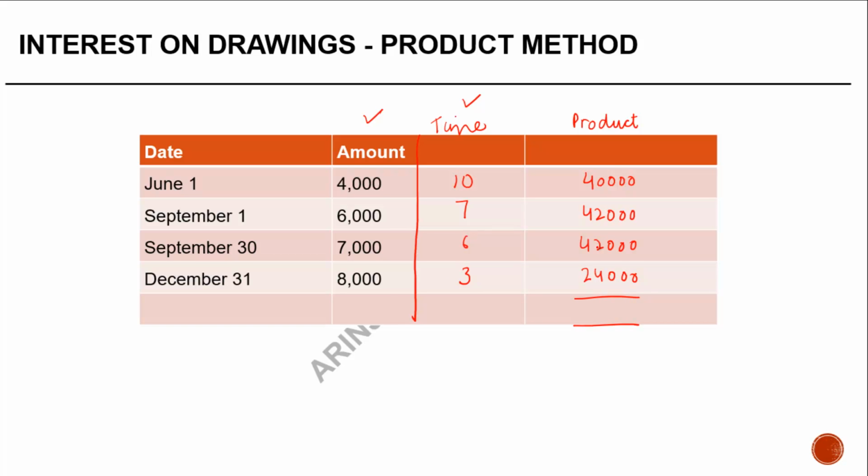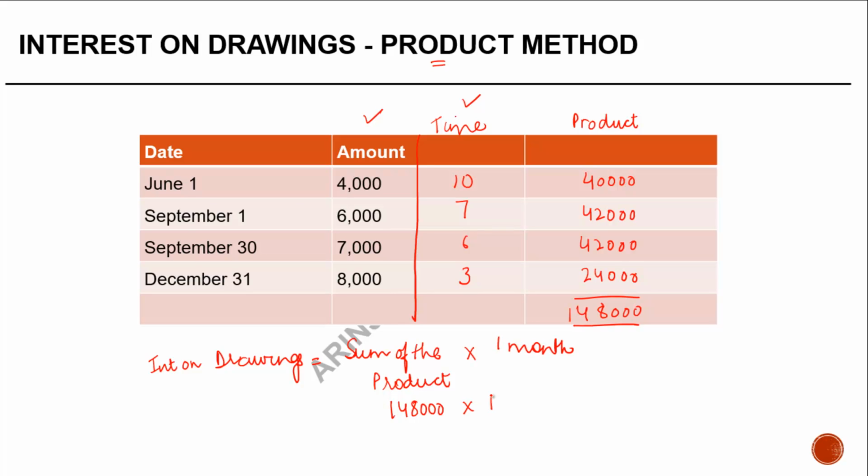You do the sum total of the products, right? In this case, it is going to give you 1,48,000. Under the product method, what you do is that the interest on drawings is basically equal to the sum of the products, right? Which in our example is 1,48,000. On this amount, you calculate interest for 1 month, right, into 1 by 12 at the given rate of interest, which is 12 by 100. This goes off here, 1, 2, 1, 2, and the interest is 1480.